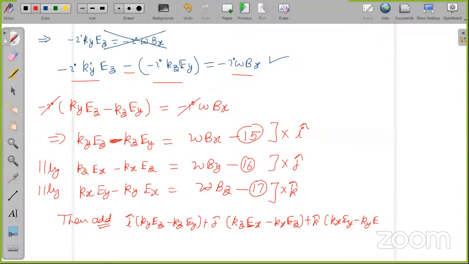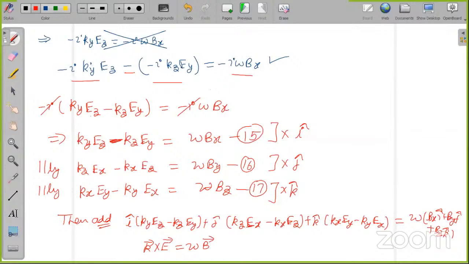And what should be on the right hand side? Omega will be outside: bx i cap plus by j cap plus bz k cap. What is this left hand side? Please see the cyclic rule. According to the cyclic rule, it is k cross E. And what is this? It is omega B.